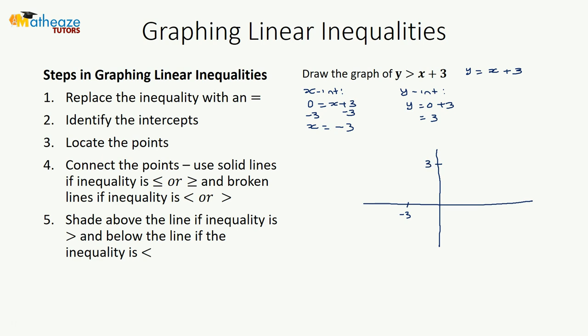Now, the way the graph is going to look is going to be determined by the inequality sign that we have. Here we have a greater than. So the rule is that if you have a greater than or less than, your line is going to be a broken line. But if you have a greater than or equal to, then your line is going to be a solid line. Because we have just a greater than sign here, we're going to have broken lines join these points together. And the final step is if we have a greater than sign, we're going to shade above the line.